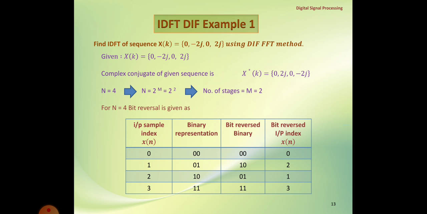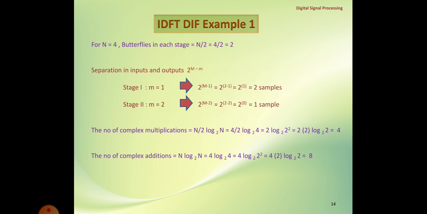For this example, the number of samples N = 4, that implies N = 2 raised to m, that is 2 raised to 2, meaning the number of stages for this example will be 2. For N = 4, bit reversal is given as input sample index 0, 1, 2, 3, and after bit reversal it will be 0, 2, 1, 3. Next, for N = 4, the number of butterflies in each stage is 2. Separation in inputs and outputs in case of a DIF is given as 2 raised to (M - m). For stage 1 it will be 2 samples and for stage 2 it will be 1 sample.